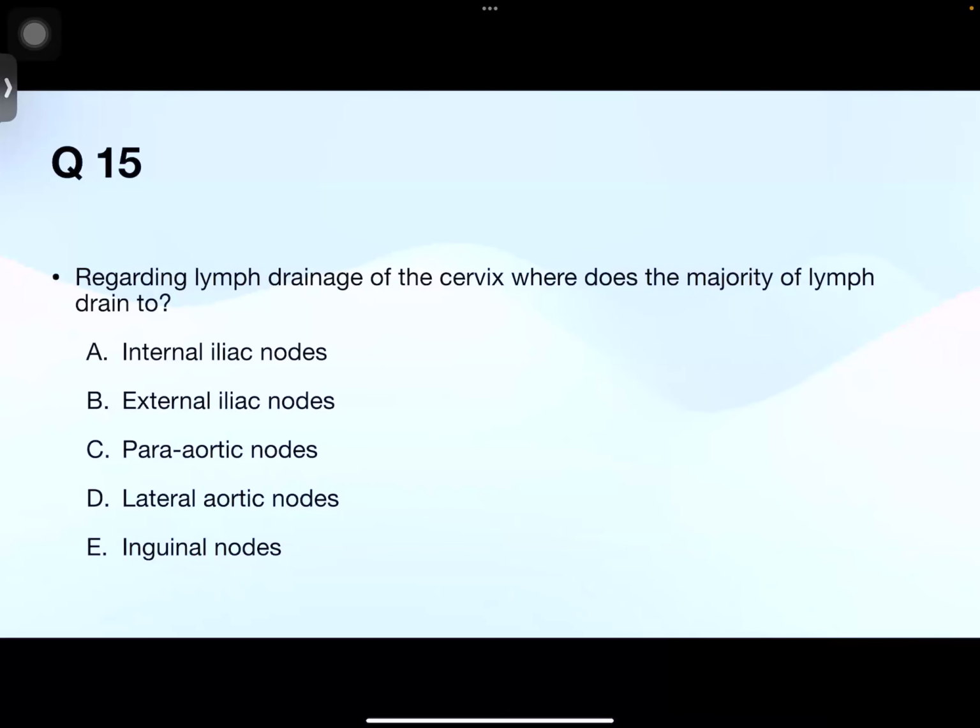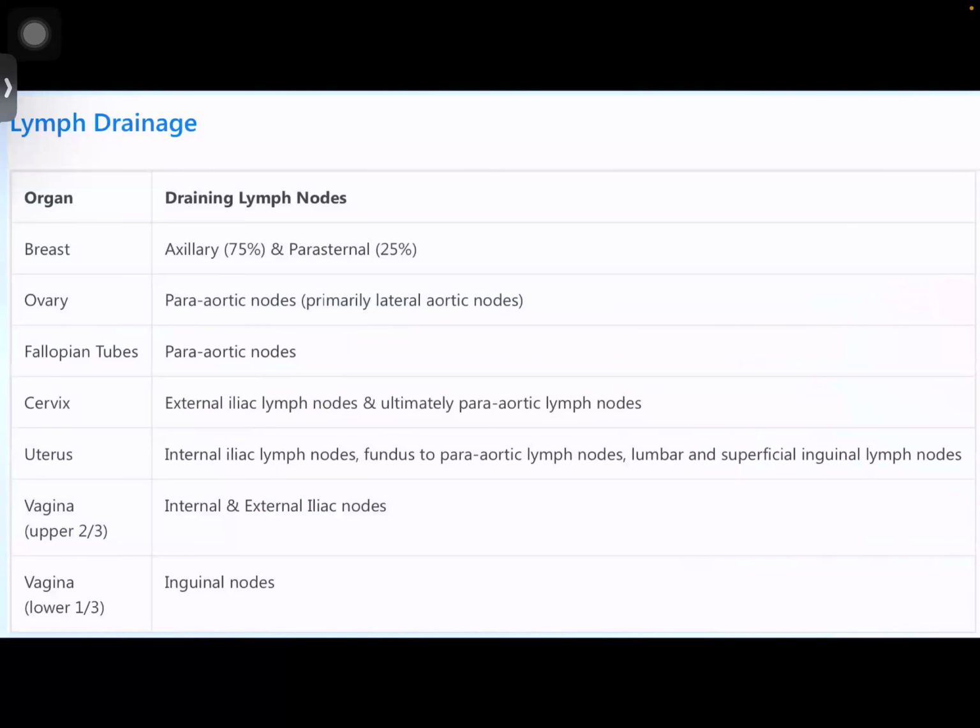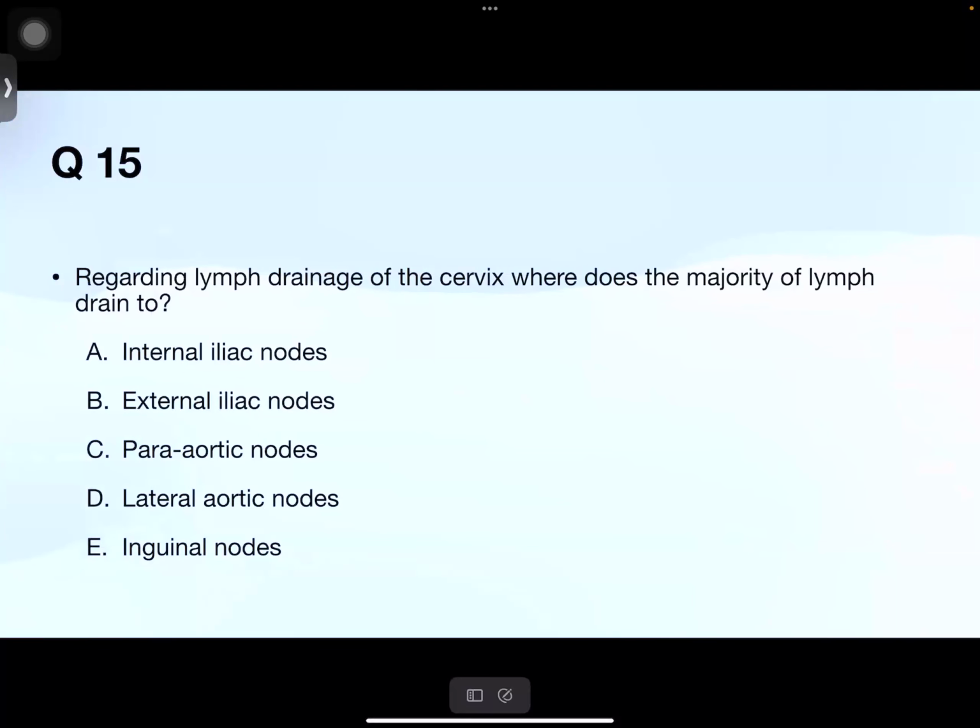Regarding lymph drainage of the cervix, where does the majority of lymph drain to? Internal iliac. Yes, internal iliac lymph nodes. Internal or external? External, ma'am. External iliac lymph nodes.